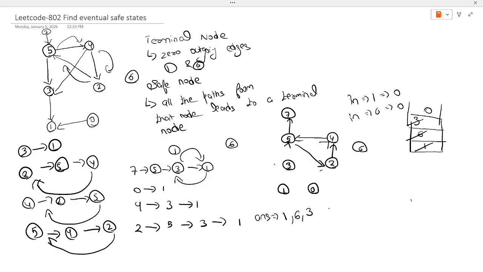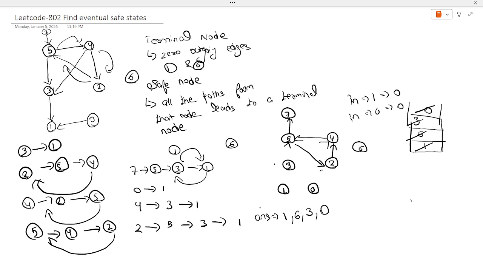The next element in our queue is 0. If I consider 0, it does not have any adjacent nodes, which means we have done all the work for 0. So we will simply move on to the next element, and after popping out 0, we can see that our queue has become empty.